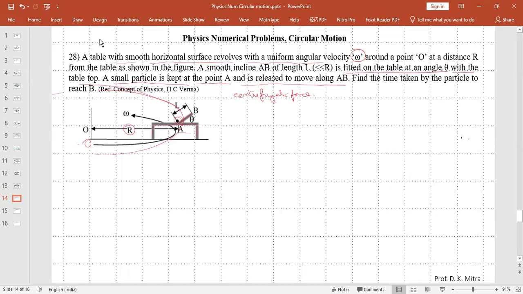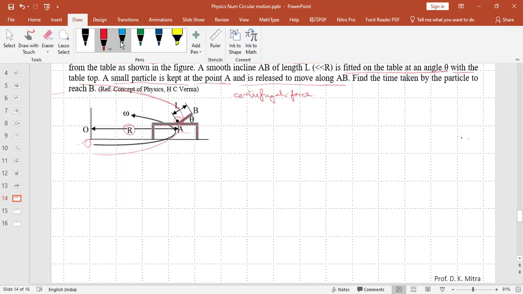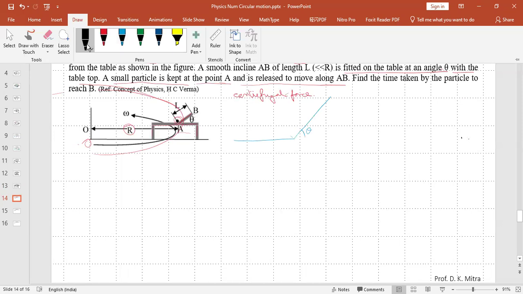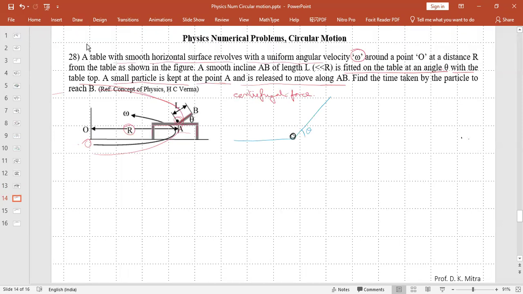Now, there is an incline. So let us draw this small part. This is the table, and this is the incline at an angle theta. There is the block. This block experiences a centrifugal force which is equal to the centripetal force, which is m omega square r, where r is the radius of circular motion.